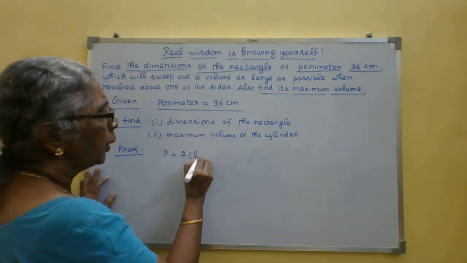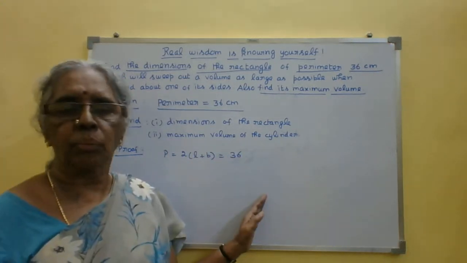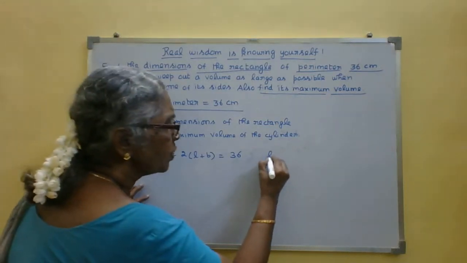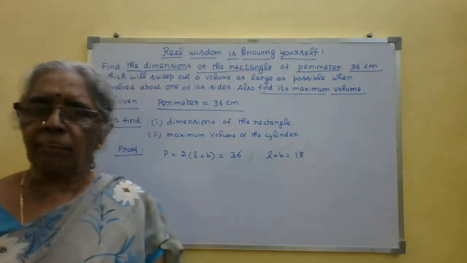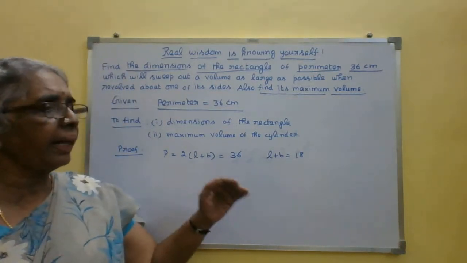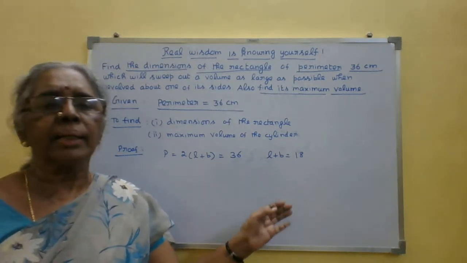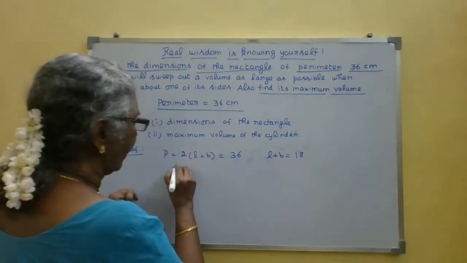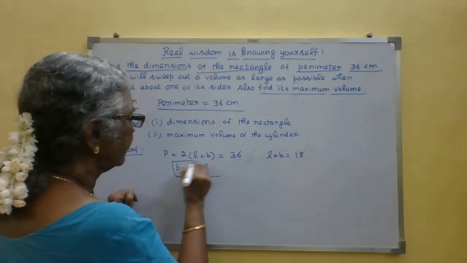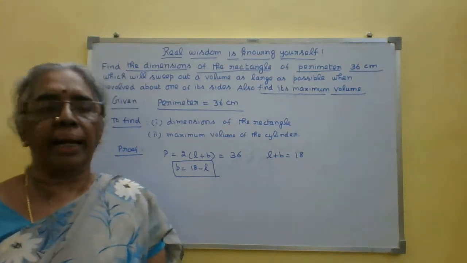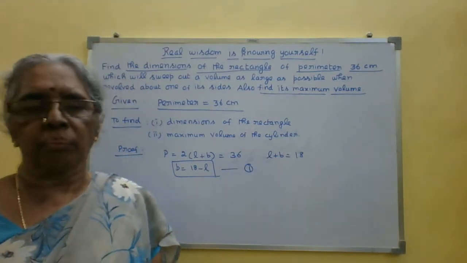P is equal to 2 into (L plus B). That is given to be 36 now. So now your L plus B will be equal to 36 by 2, which will give you 18. Now you can either convert L in terms of B or B in terms of L. So let me write now. B is equal to 18 minus L. This is the conversion I am making from what is given. I can mark this as my step 1.